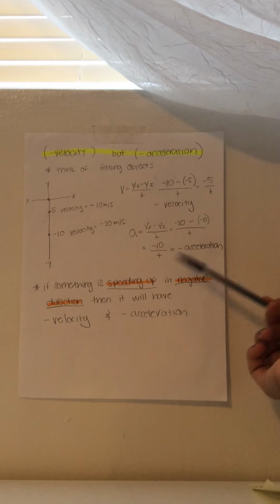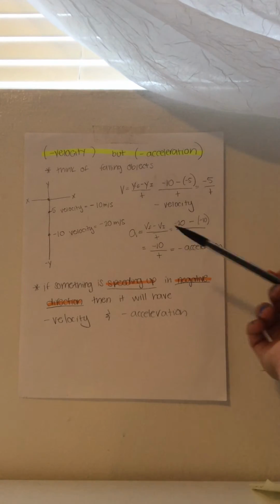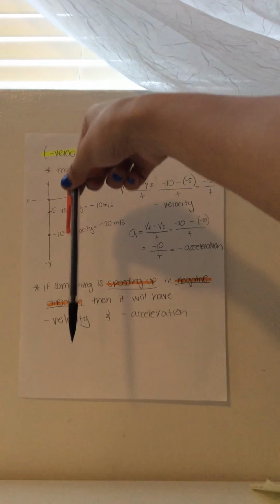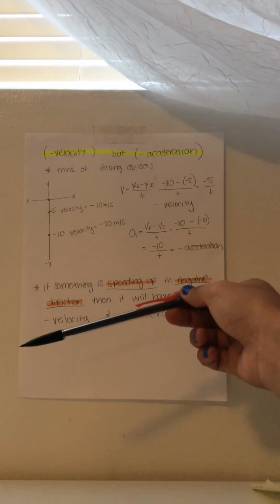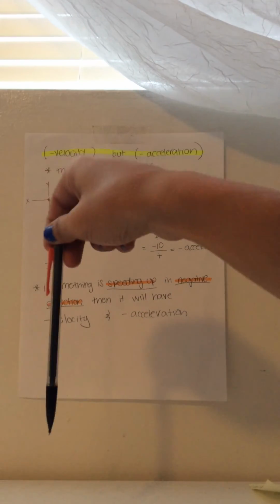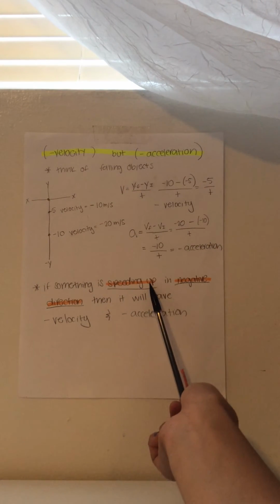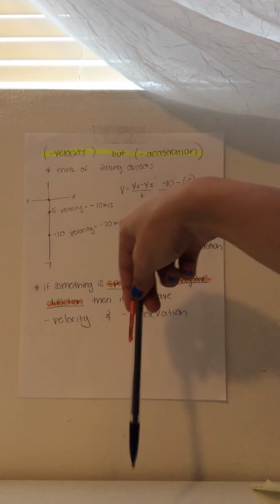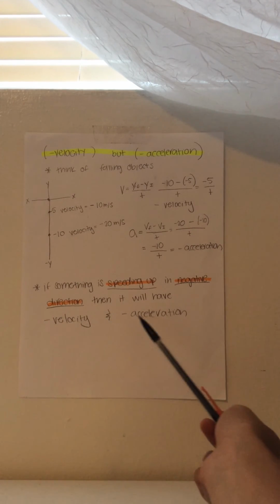Gravity is -9.8. That's the acceleration of gravity, -9.8. As an object is falling, it has the acceleration of -9.8, and as it's going down, the object's velocity is becoming more negative as it goes down. So, if something is speeding up in a negative direction, then it will have a negative velocity and a negative acceleration.